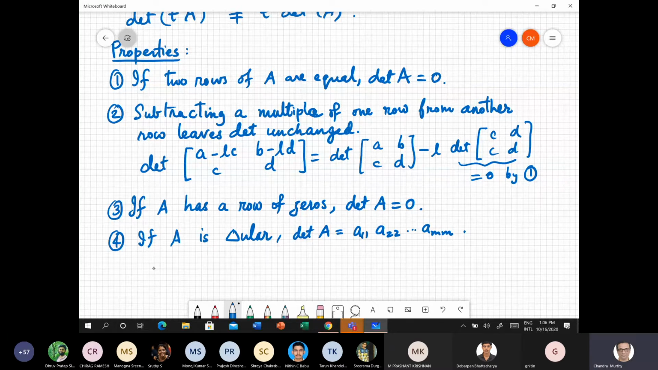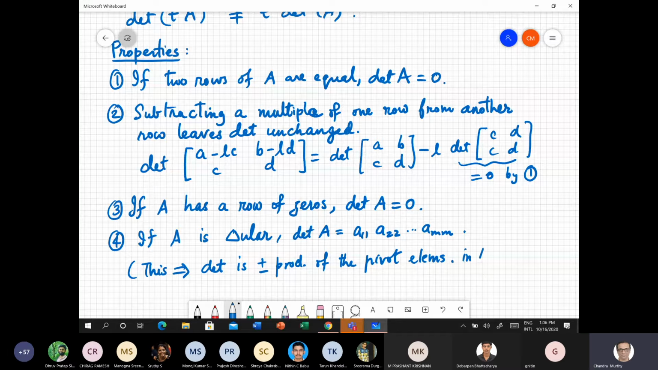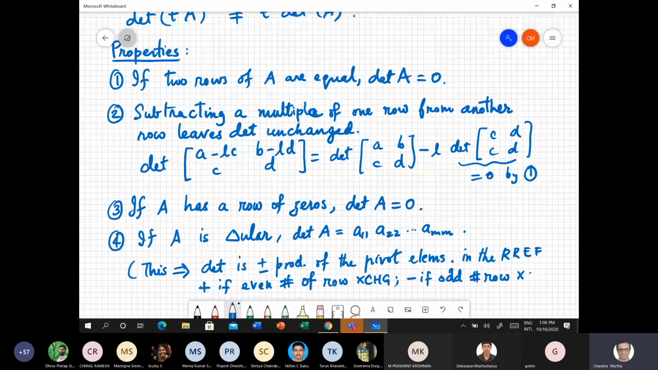So basically this implies the determinant is the product of the pivot elements in the row reduced echelon form, plus if an even number of row exchanges, minus if odd. Okay.